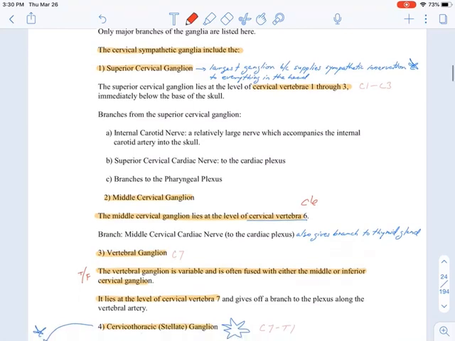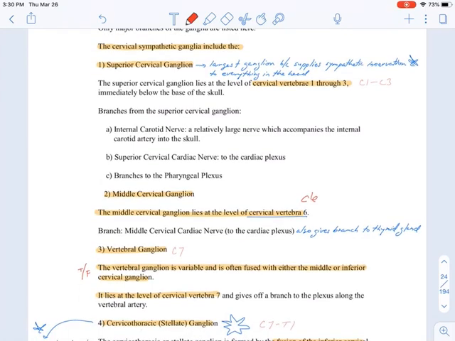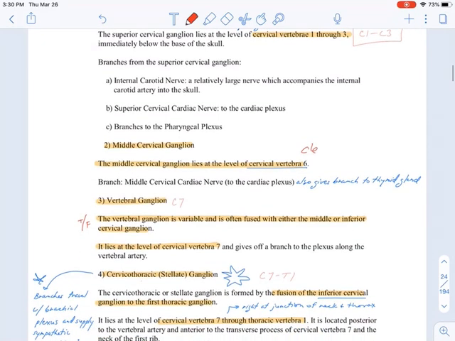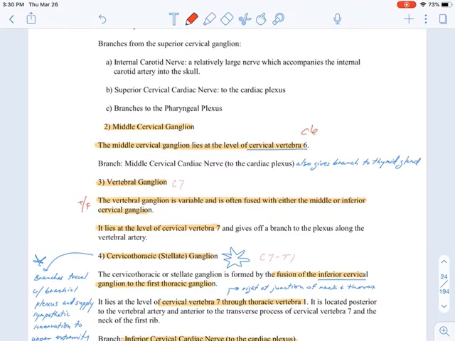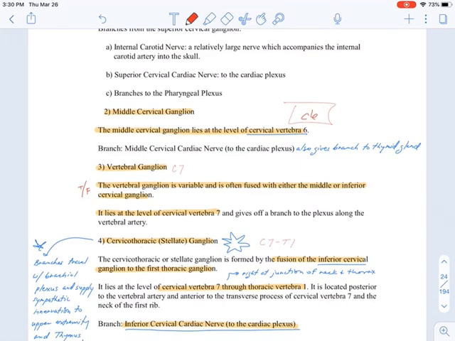So your sympathetic ganglia include your superior cervical ganglion. That is going to be the largest ganglion. It supplies sympathetic innervation to your entire head. It's at levels C1 to C3. Then we have your middle cervical ganglion. It's going to be at C6.